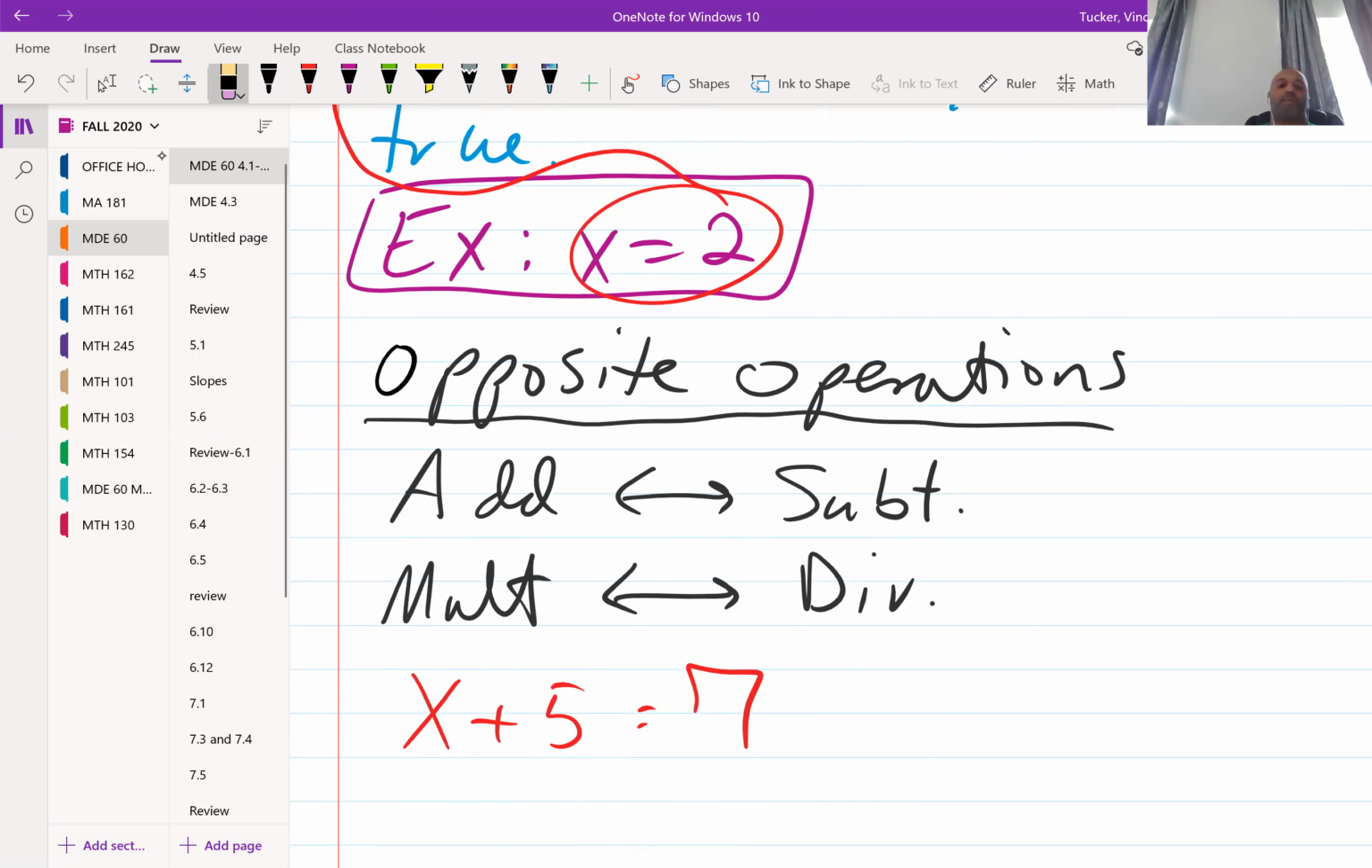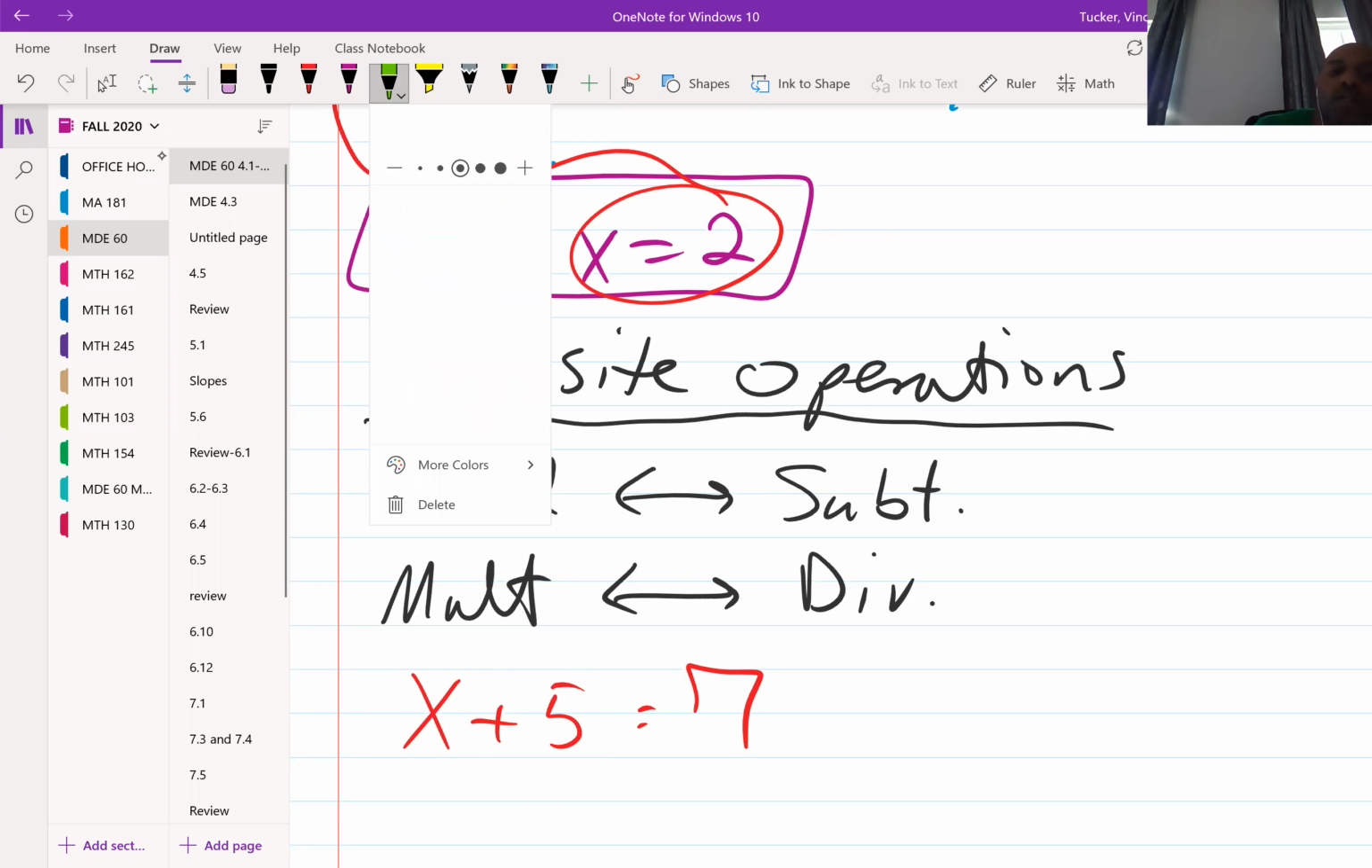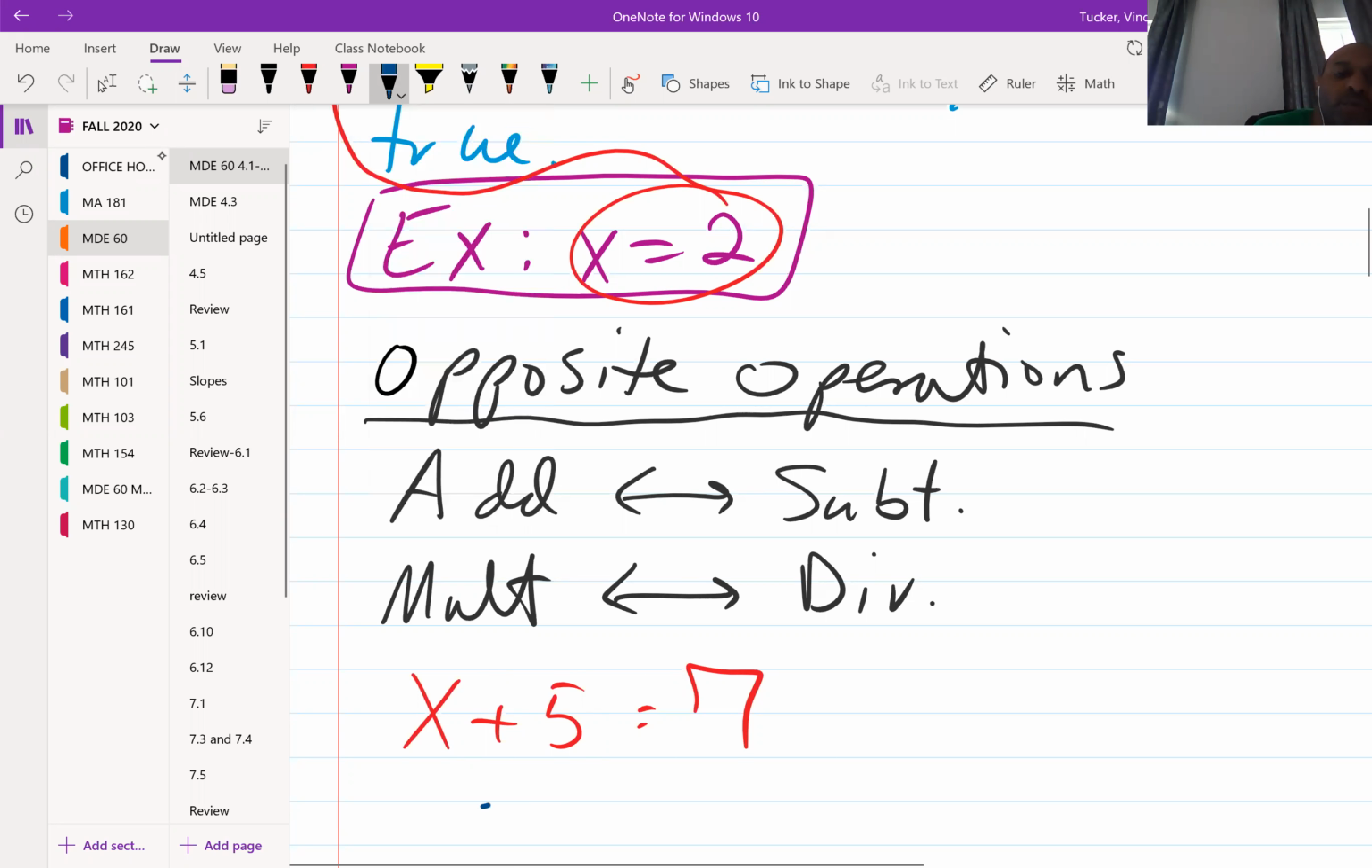So going back to x plus 5 equal to 7. My goal is to get x by itself. I want to have x equal to whatever that number is, whatever that solution is. So I have to undo what's being done to x. 5 is being added to x. So to undo that, I will subtract 5. Now your equation is split up into two sides, left side and right side of your equal sign.